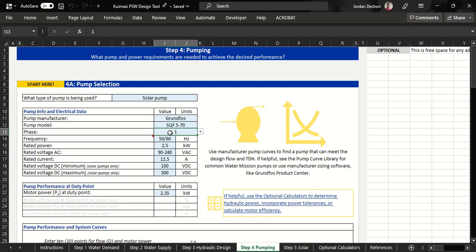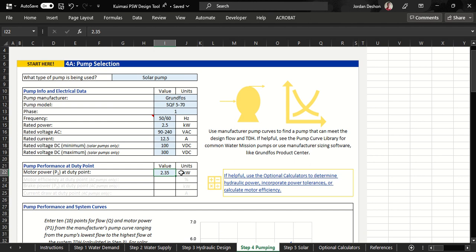You can see it's a single phase pump. The frequency can either operate at 50 or 60 hertz. That's applicable to the SQ Flex pumps. The rated power is 2.5 kilowatts. There's a rated AC voltage, 90 to 240, a rated current of 12.5 amps, and then this is the range of the DC voltage, 100 to 300.